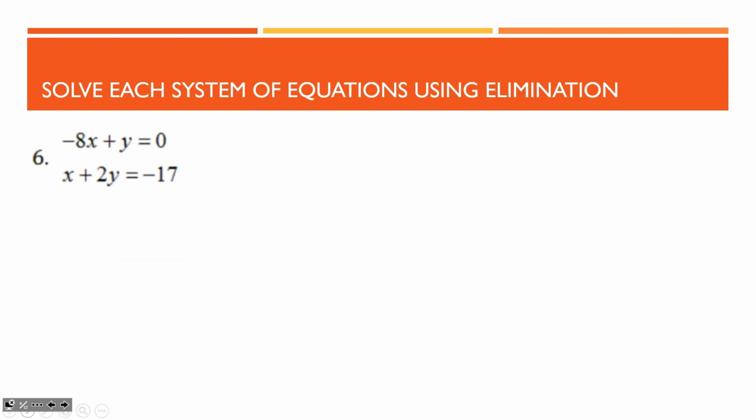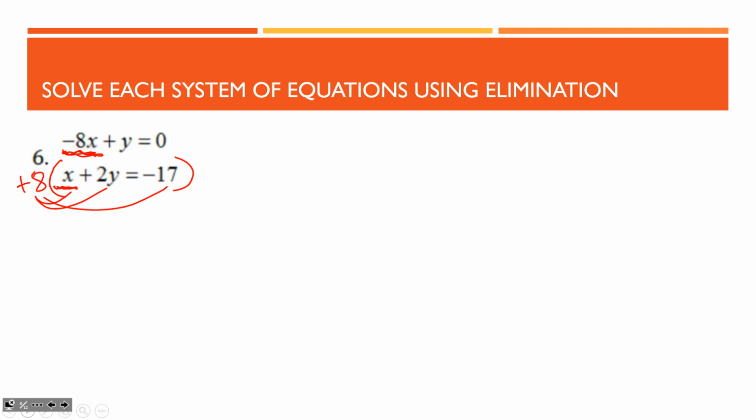Let's try another one. So again, if I look at number 6, the coefficients as is aren't going to cancel. The x's, if I add them together, don't cancel. The y's, if I add them together, don't cancel. So let's talk about what I would have to do if I wanted the x's to cancel. This coefficient is a -8, so I could multiply this whole equation by +8, because if this is a negative to begin with, I want this term to be a +8x, right? So I would multiply the whole equation by +8.